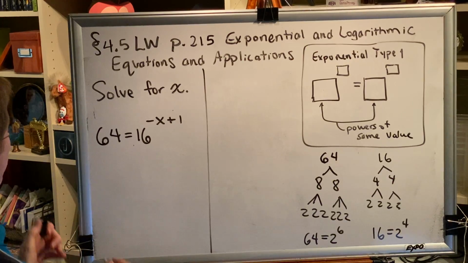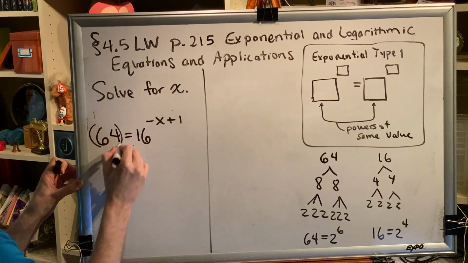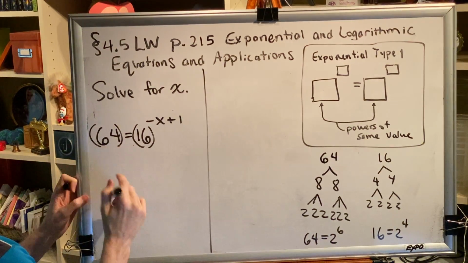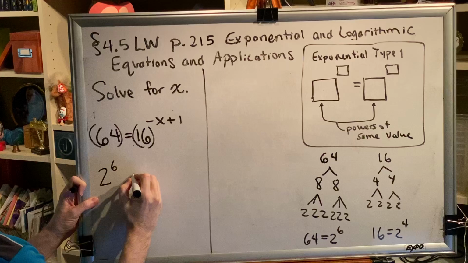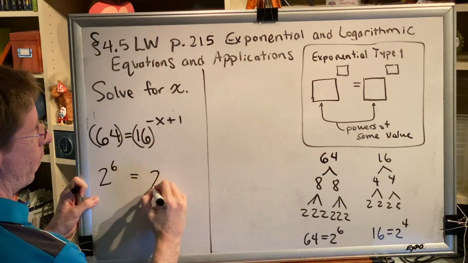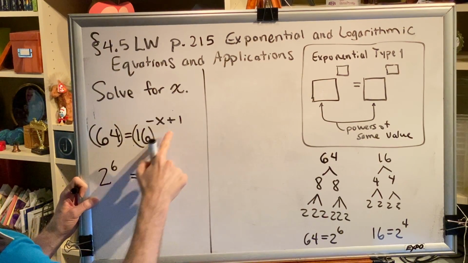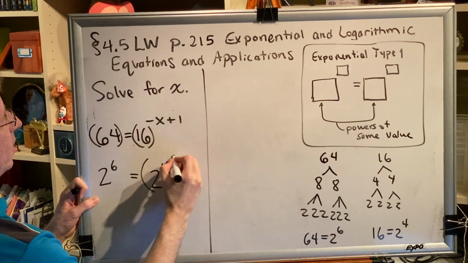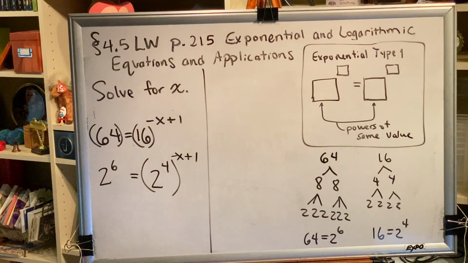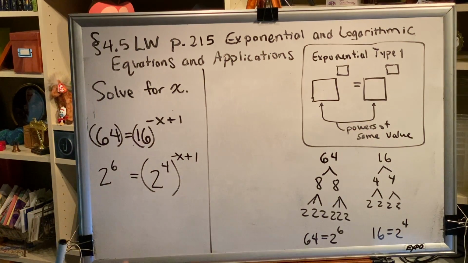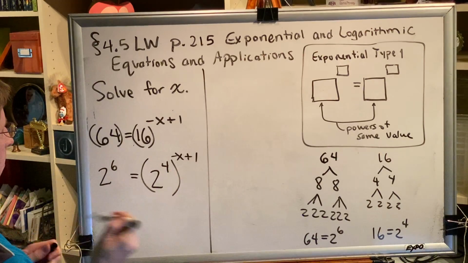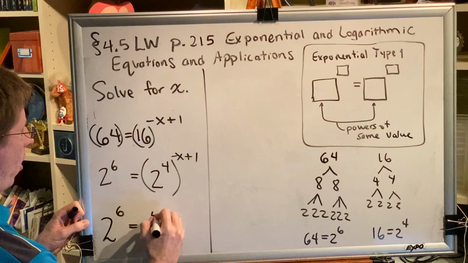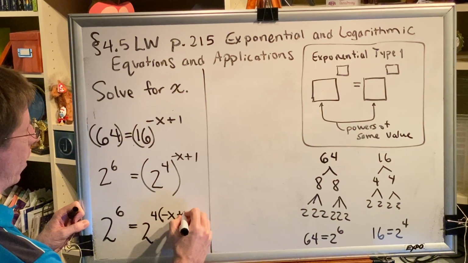All right, so now we're going to replace this and this with what we found over here. So instead of 64, we're going to have 2 to the 6th. And instead of 16, we're going to have 2 to the 4th. Now that 16 was being raised to a power. So now the 2 to the 4th needs to be raised to that same power, which is negative x plus 1. Okay, so over here we've got two exponents. Those need to be multiplied. So we're going to have 2 to the 6th equals 2 raised to the 4 times negative x plus 1.